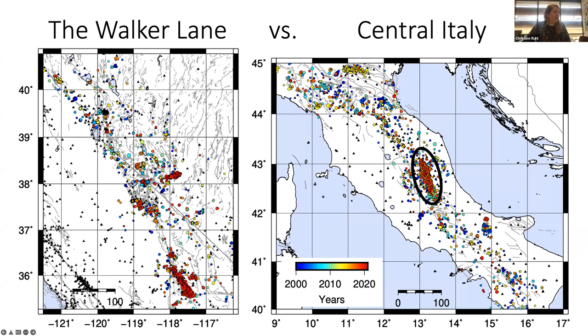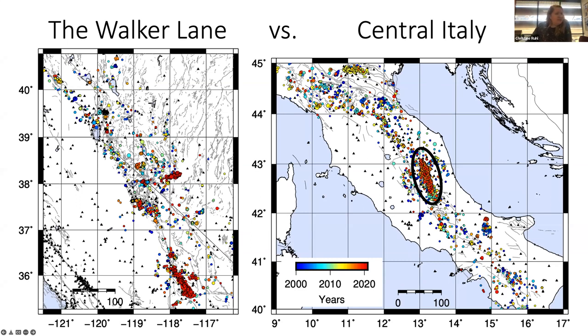So actually the Walker Lane and central Italy seismicity have a lot in common. They're both areas of structural complexity that's being overprinted or overwritten, right? This is a lot of reverse faulting that's now being overprinted with extension, or its regimes have changed. And in here we had the Basin and Range extension, which is now being transformed, right? So it has strike slip that it has to accommodate.